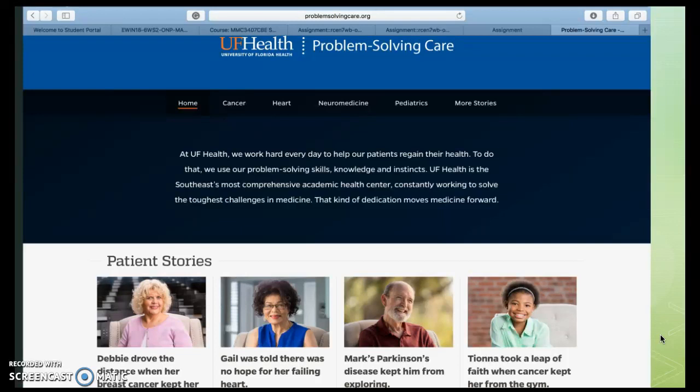Images such as this are what people want to see. They want to see the facility. They want to see the success rate. They want to see what UF Health is all about and why they should come to them.